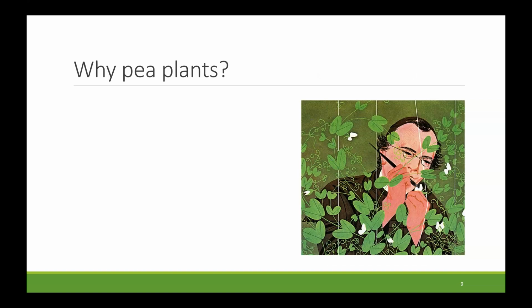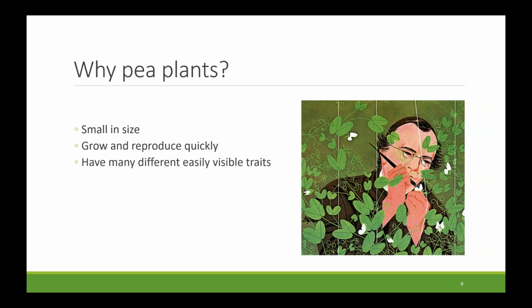But first, why pea plants? Why did Mendel choose pea plants as his subjects to study? So peas have a lot of advantages, including the fact that they are small in size, so you can cultivate a large sample size without needing much space. They also grow and reproduce quickly. It only takes about 60 days for a pea plant to reach maturity. Pea plants also have many different easily visible traits that can be studied, and they had been studied extensively by other researchers before Mendel, so he had something to go on.